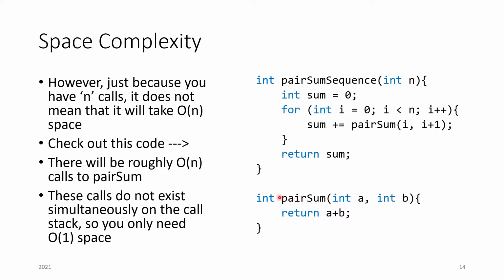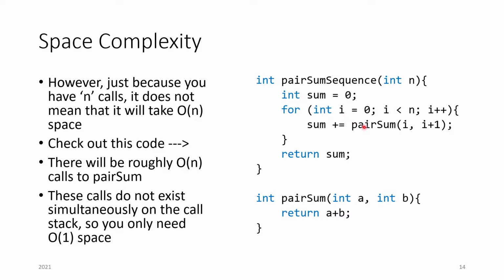So if we have pay of sum here, meaning that it just returns a plus b, and we call this function in an iterative function, meaning a for loop, we see the for loop goes from 0 to n. There will be O of n calls to this pay of sum function. But these calls don't exist all the time on your memory stack, because the function here is iterative in nature, not recursive.